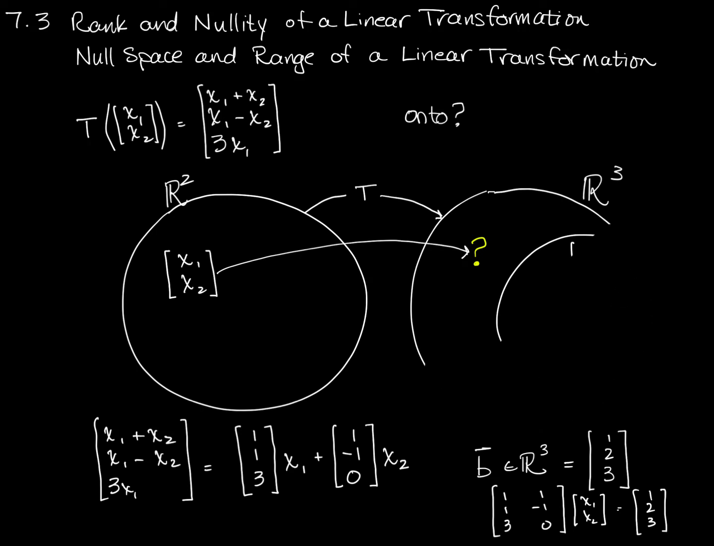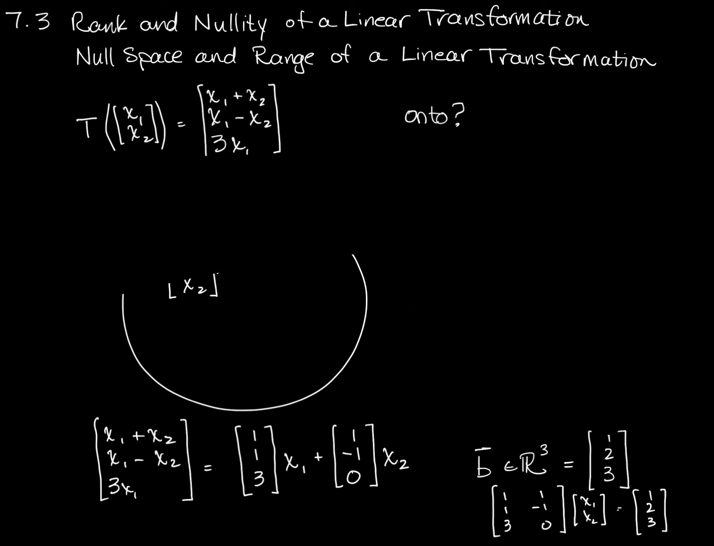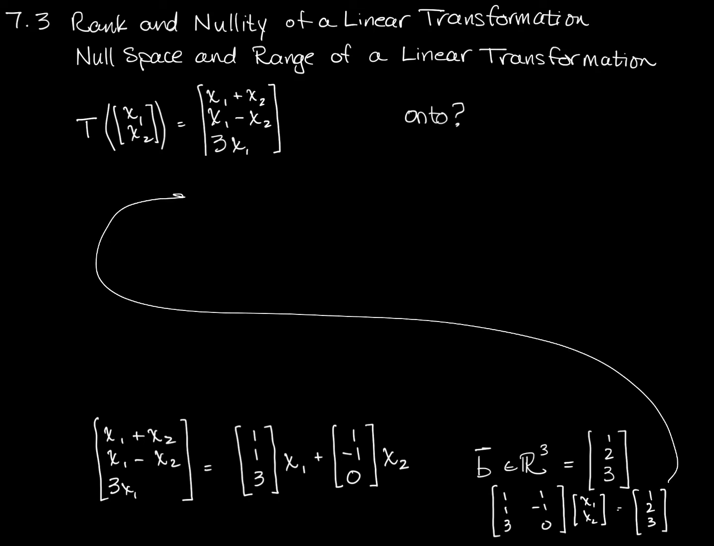I've really starved myself of space. I've done a stellar job this time, above and beyond. Actually, I think I'll just get rid of all of this. I can do this using techniques we've learned before. If I take this 1, 1, 3, 1, negative 1, 0, and augment it with 1, 2, 3, and I reduce that matrix, I get this matrix.